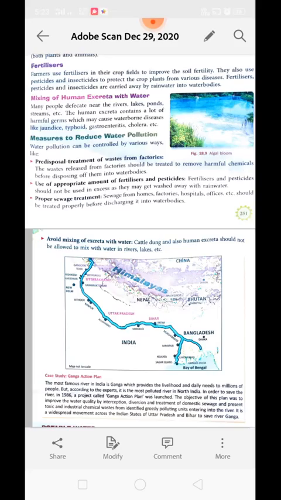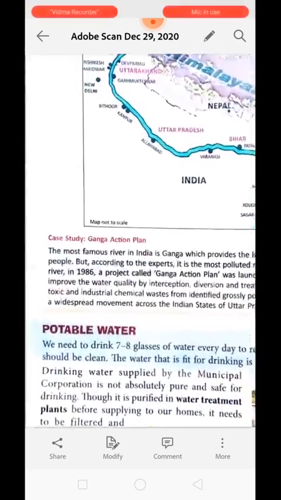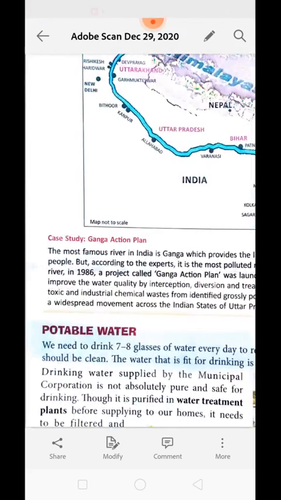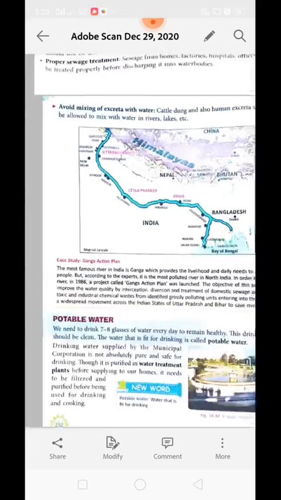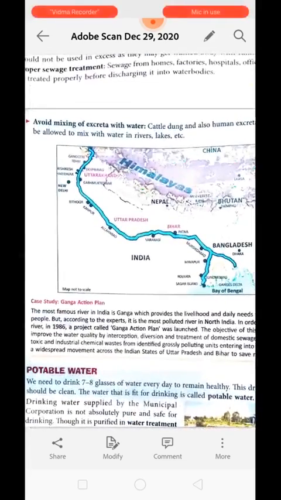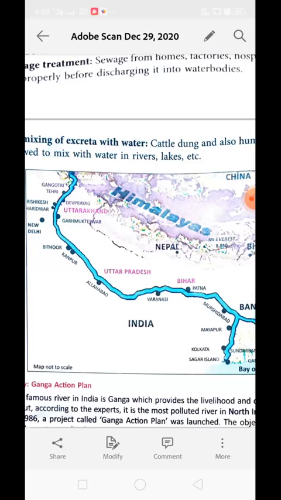Okay, now over here we have a second case study, that is Ganga Action Plan. You can see this. The most famous river in India is Ganga, which provides the livelihood and daily needs of millions of people. But according to experts, it is the most polluted river in North India. In order to save the river, in 1986, a project called Ganga Action Plan was launched.